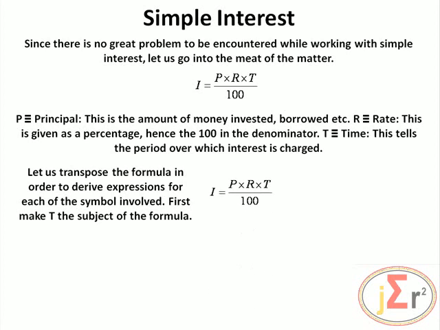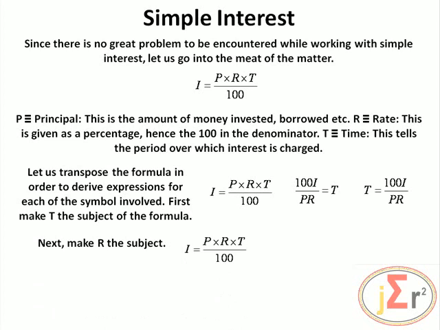So that is our formula to the original. If we want to make T the subject of the formula, we need to multiply by 100 on this side, then we divide by PR. So 100I over PR is equal to T, and of course we may turn it so that the subject of the formula, which is T, is on the left hand side. And next, make R the subject of the formula, and we progress in the same way. Getting rid of this 100 here, multiply by 100 on that side, and then divide by PT. Of course, R is equal to 100I over PT.